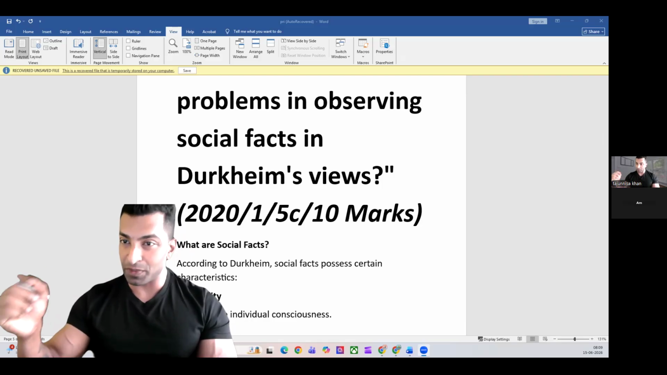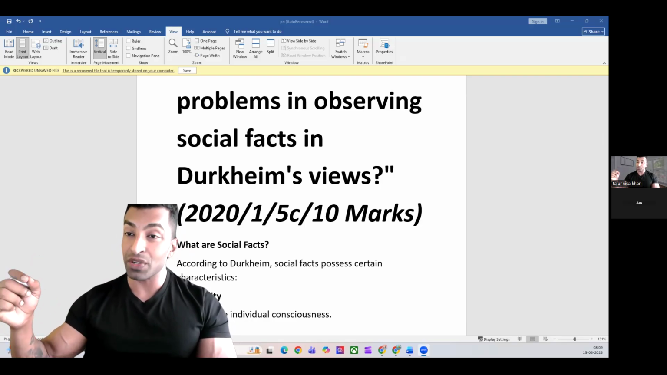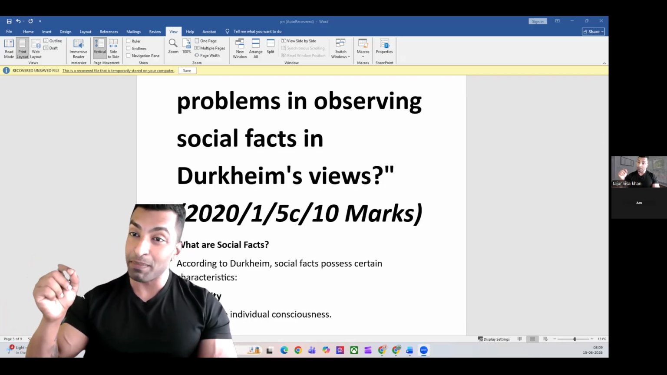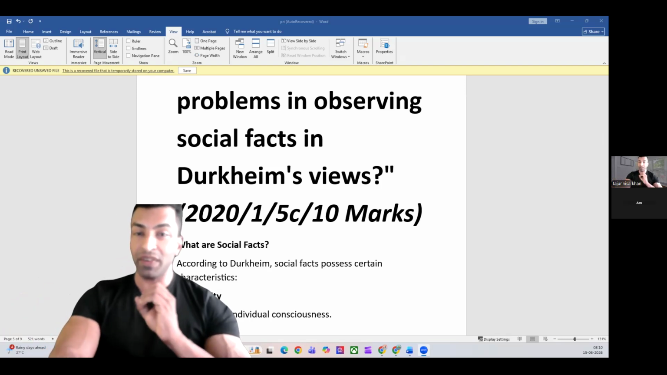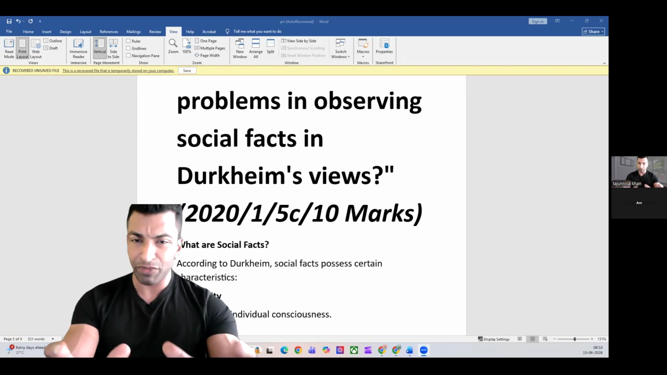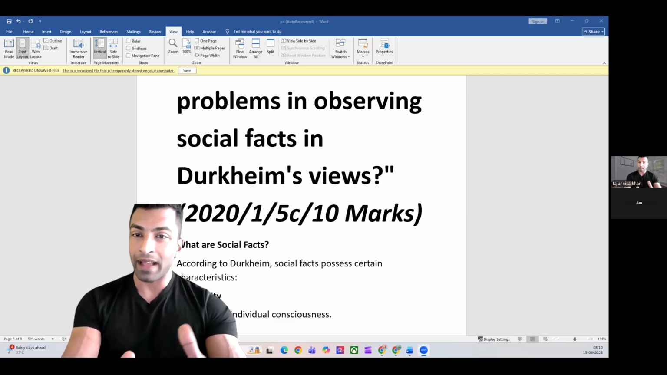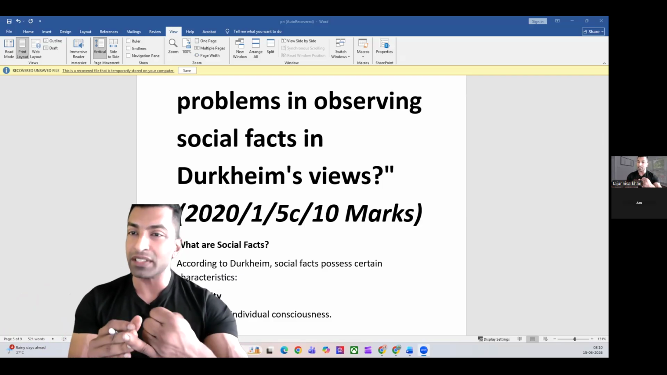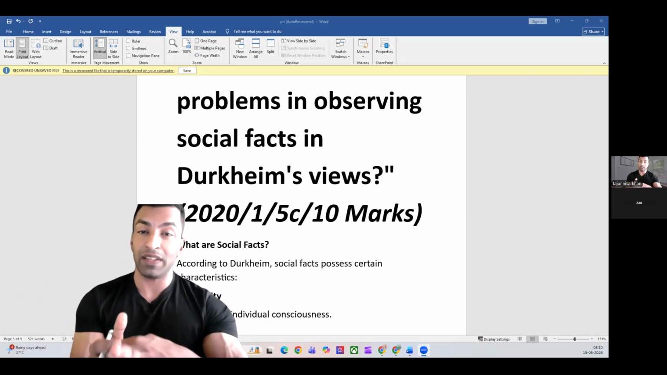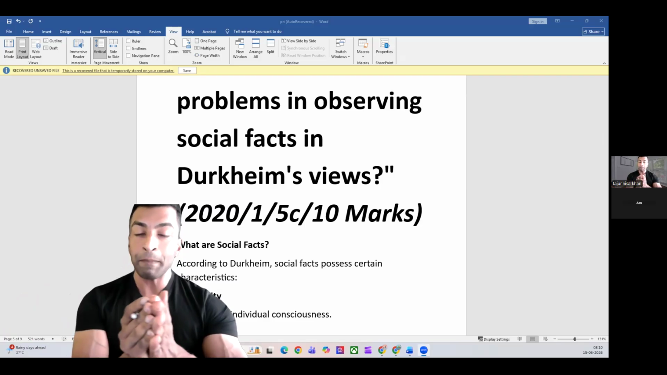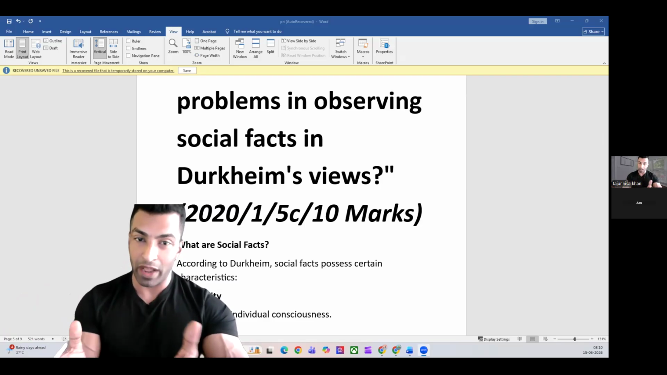Because you need to observe. It should be observed like an external reality. It should be treated as things, and that is the area that you need to cover. So you have to briefly explain the concept, and the focus should be on methodological difficulties, the criticisms, and challenges in objectively studying social facts. That's the essential requirement here.